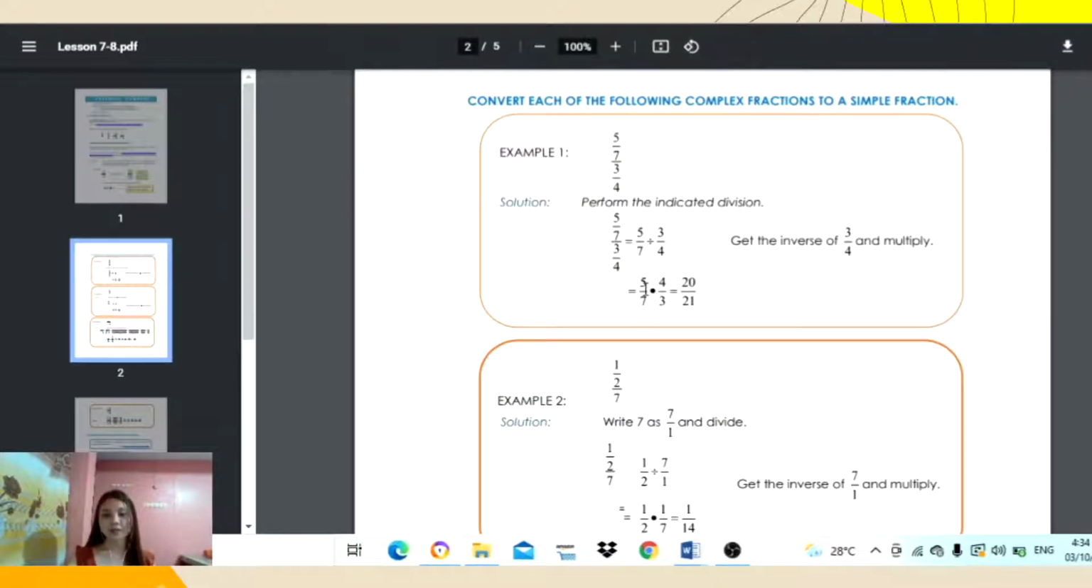So we'll just copy 5/7 and then multiply it by 4/3, which is the reciprocal of 3/4. And then we can now perform multiplication. Multiplying 5 times 4, we have 20, and 7 times 3, we have 21. And since this is already a simplified form of the fraction, then this is the answer. Meaning this is the simple fraction that is just equal to this complex fraction.